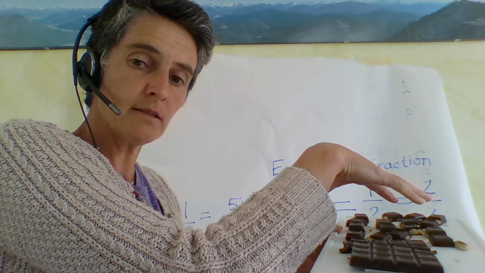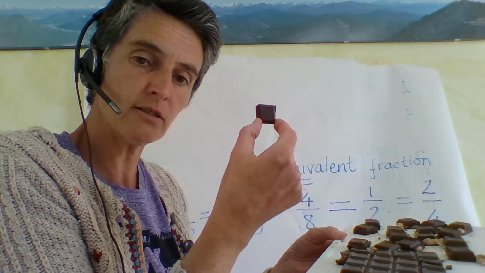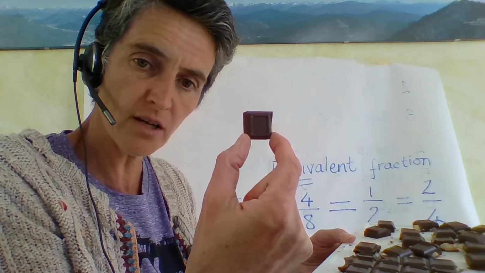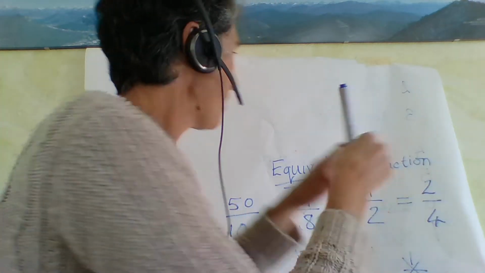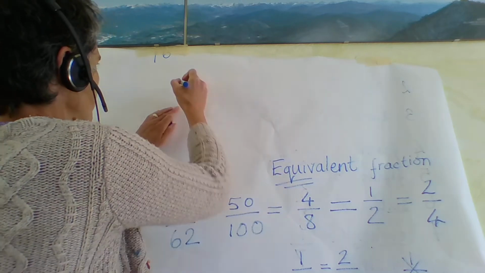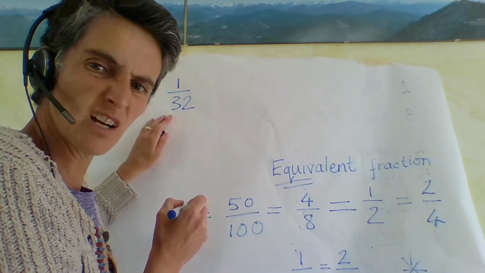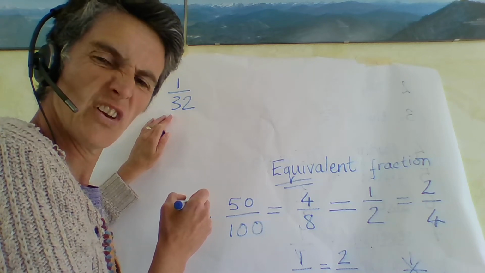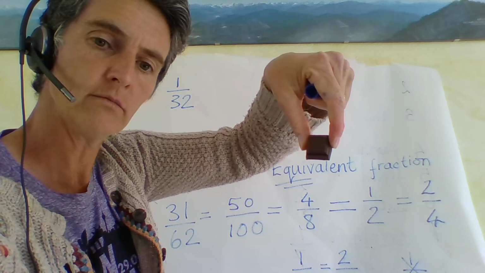How many little squares? 32. Okay, 32. So each little square, I can't go any smaller with these. Each little square is 1/32 of the whole bar.